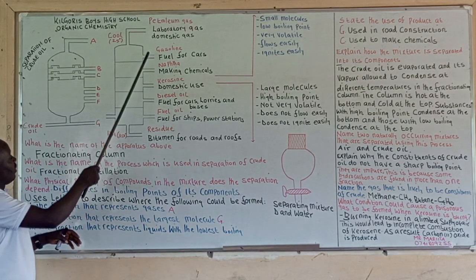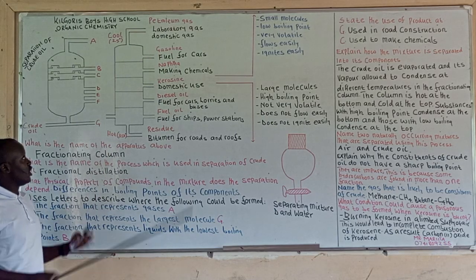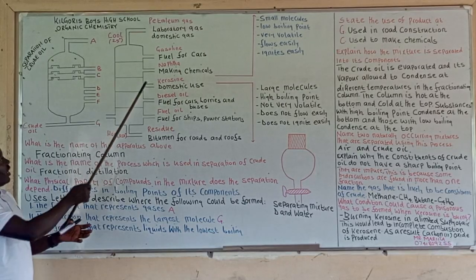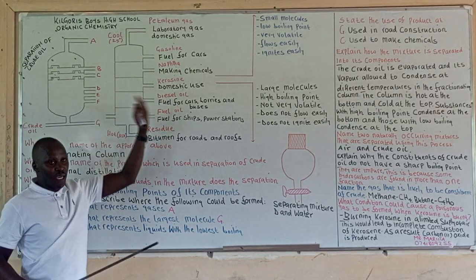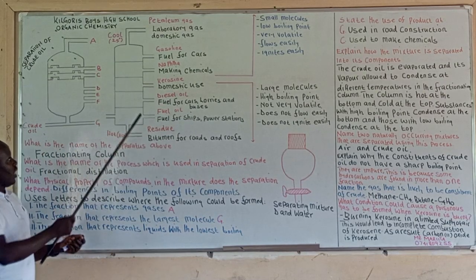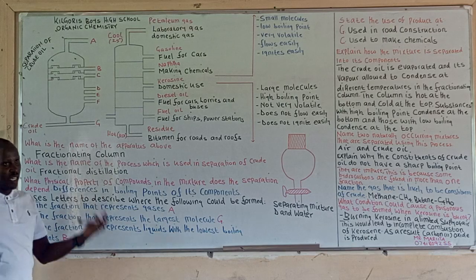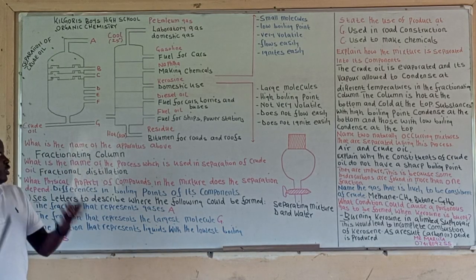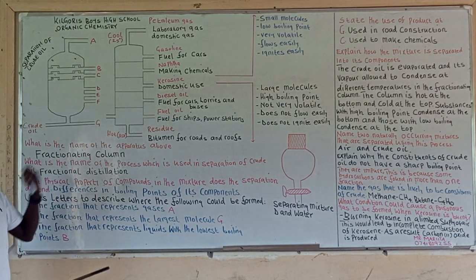We can also have the second fraction. We have the gasoline. Gasoline is normally used as fuel for cars. We have another fraction which is naphtha. Naphtha is normally used for making chemicals. Then we have another fraction, kerosene. Kerosene is normally used in our homes, so we can say it is used for domestic use. We have also the diesel, which is another fraction.